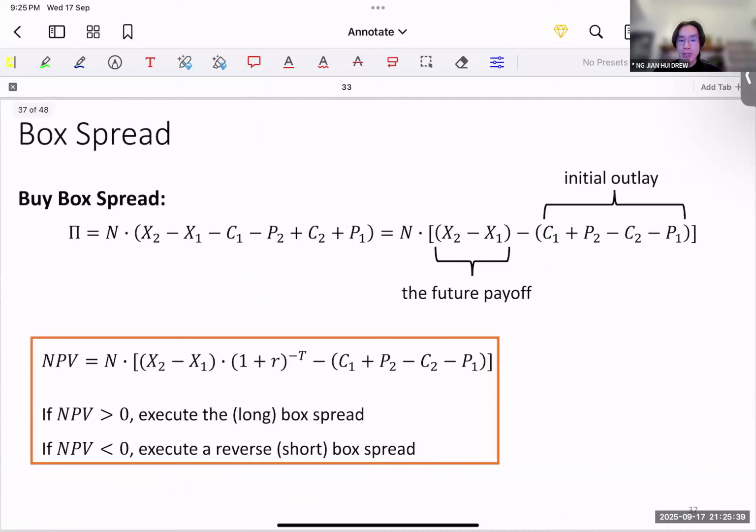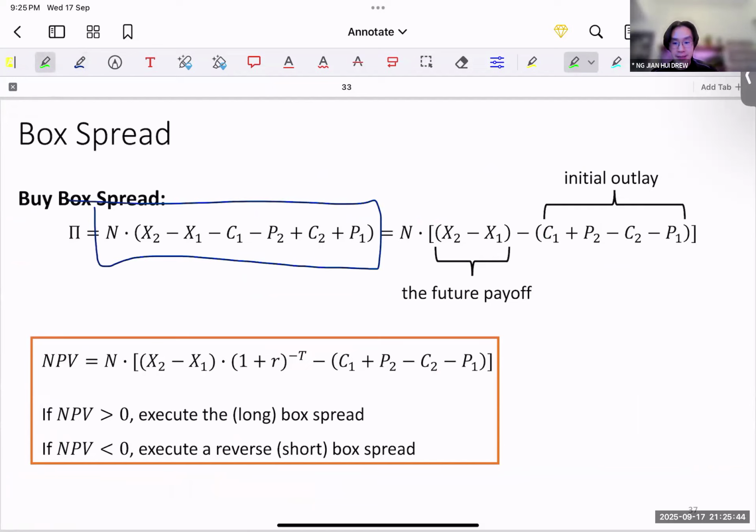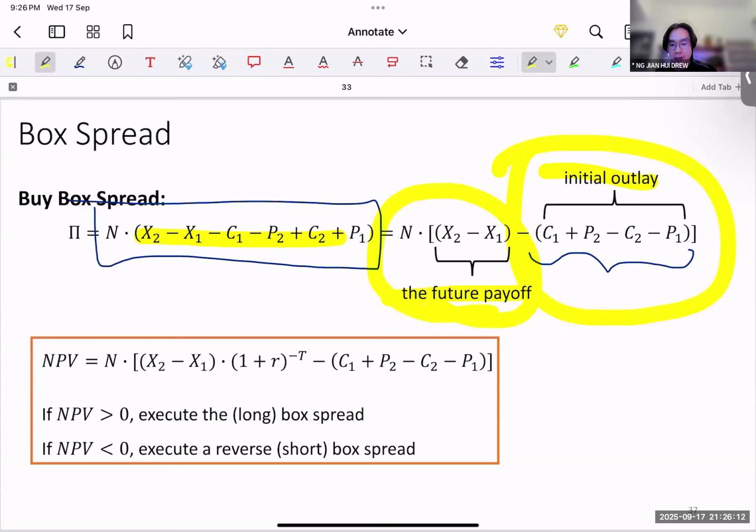And let's try to understand what this thing means. Can you see that this value here is the initial outlay, how much you're going to pay for the box strategy? And then this exercise price becomes your future payoff when you exercise it. So what's happening? You're actually taking the future payoff minus your initial outlay to get your spread. And this spread is your box spread, the amount that you earn.